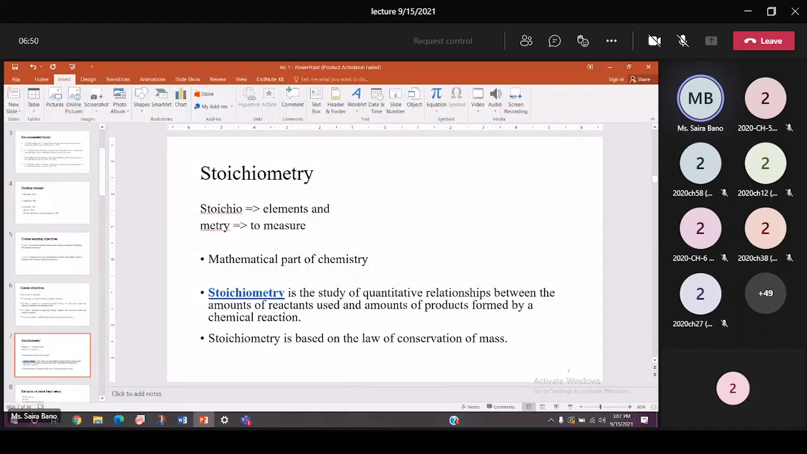Okay, now stoichiometry, stoicho means elements and metry means to measure. This is the mathematical part of chemistry, and it is actually the study of quantitative relationships between the amounts of reactants used and amounts of products formed by a chemical reaction. Now it is based on the law of conservation of mass, which states that mass cannot be created nor can it be destroyed, rather it can be converted from one form to another form.